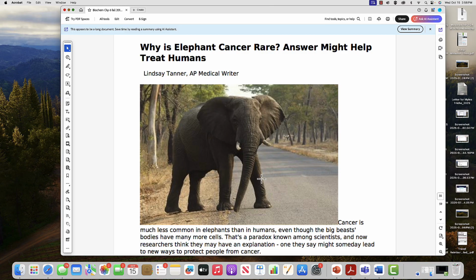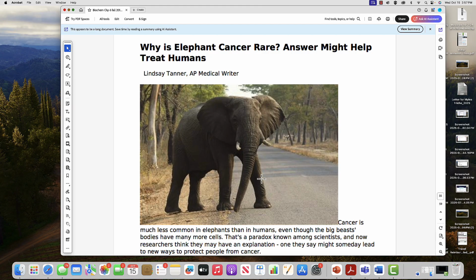Alrighty, so I want to point this out. This was written by a medical writer, Lindsey Tanner, but she asks, why is elephant cancer rare? This was actually given to me by one of our former chairs of our department, and he came to my office and gave it to me. He was so excited to share this story with me, but as I began to read it, I thought how amazing this is that we don't actually look into this.